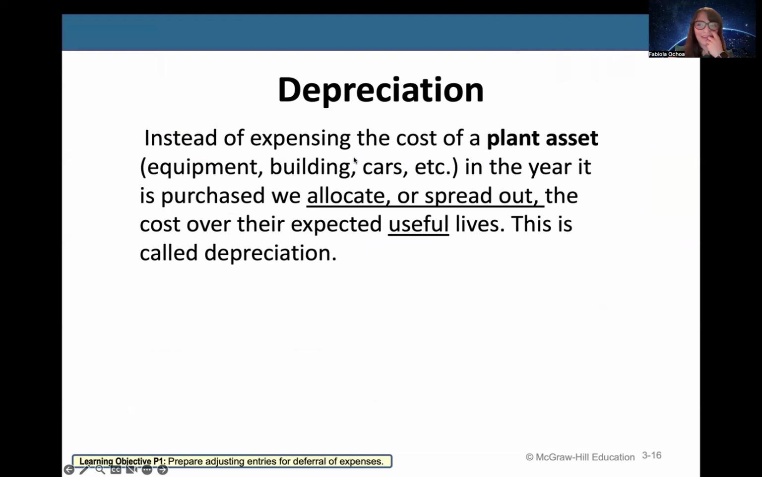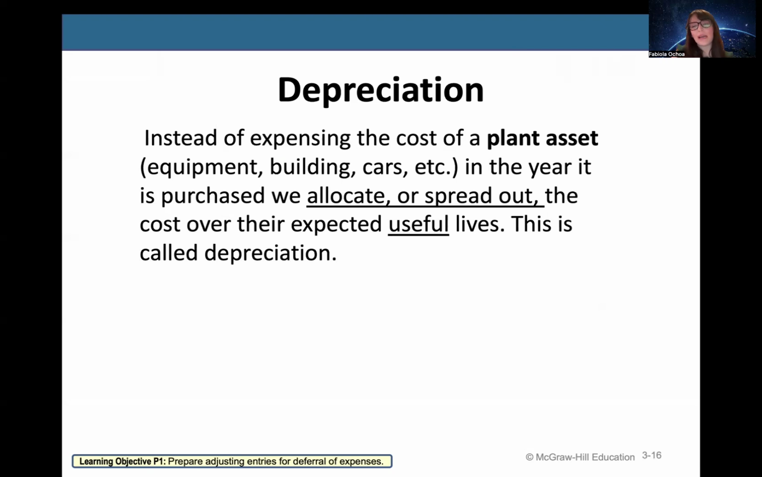Now we have everyone's favorite topic, depreciation. So instead of expensing the cost of a plant asset, like equipment, buildings, cars, etc., in the year it is purchased, we allocate or spread out the cost over their expected useful lives. This is called depreciation. Now, I like to give a car example here. So let's say you bought a brand new $100,000 car in the current year. Let's say you have a business.